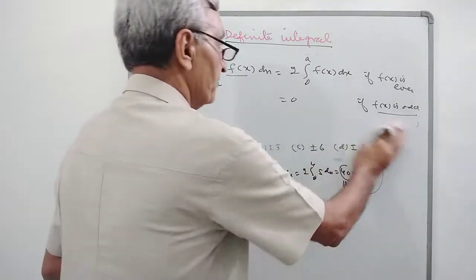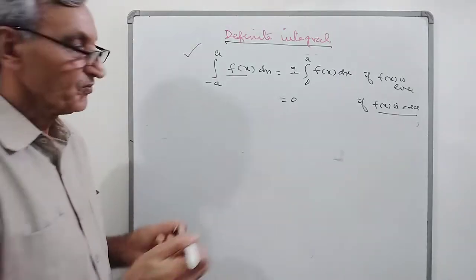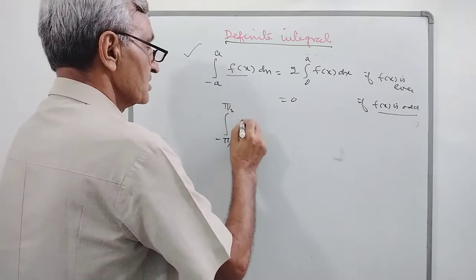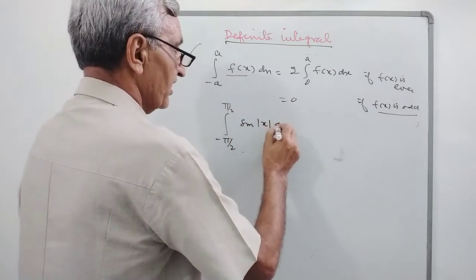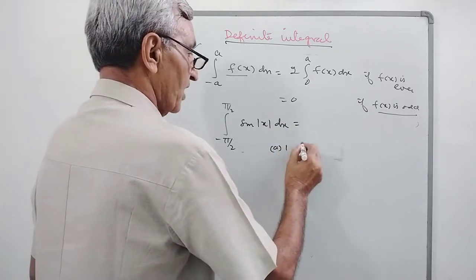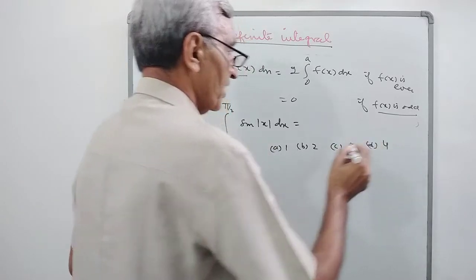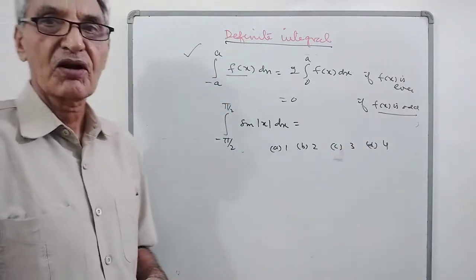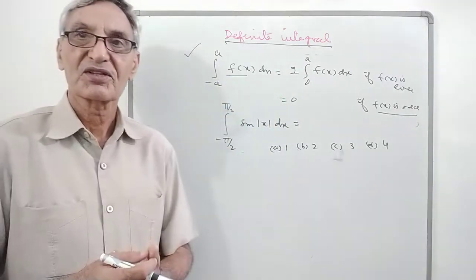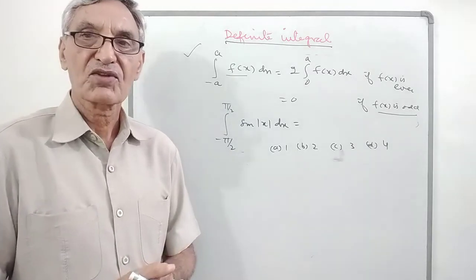Another question I write based on this: the integral from minus pi by 2 to pi by 2 of sine modulus of x dx. What is the choice? Choices are a is 1, b is 2, c is 3, and d is 4. What is the answer? Now I am going to use this result. What is the answer, friends?